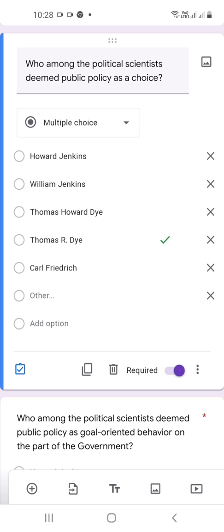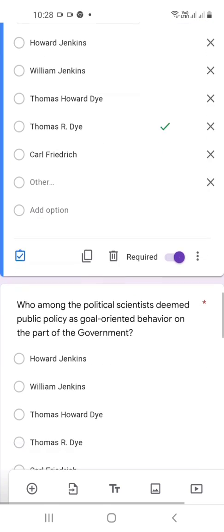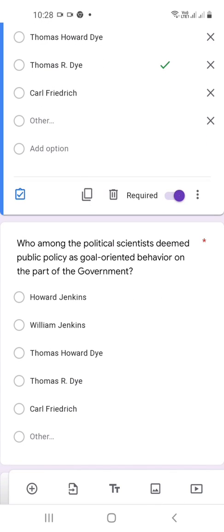Thomas R. Dye there, not Thomas Howard Dye. That's why you really have to read the questions as well as the choices and of course the instructions very carefully before you start answering your exam papers or your examination.